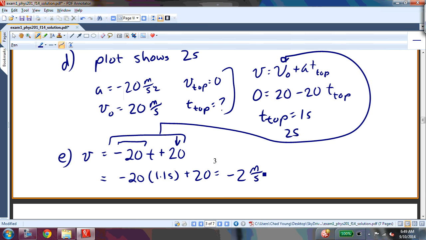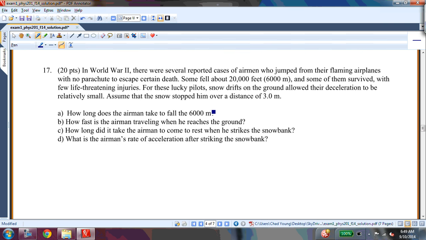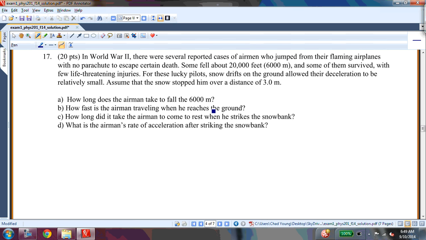And that's E. In World War II, there were several reported cases of airmen that jumped from flying airplanes. They dropped from 6,000 meters. Then they landed in a snowdrift that allowed their deceleration to be relatively small, and the snow stopped them over a distance of 3 meters.